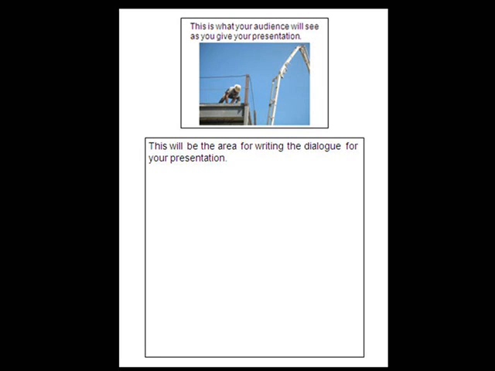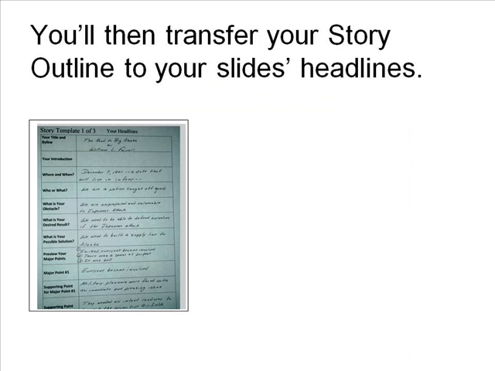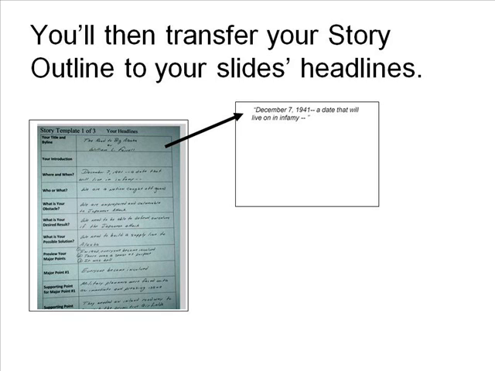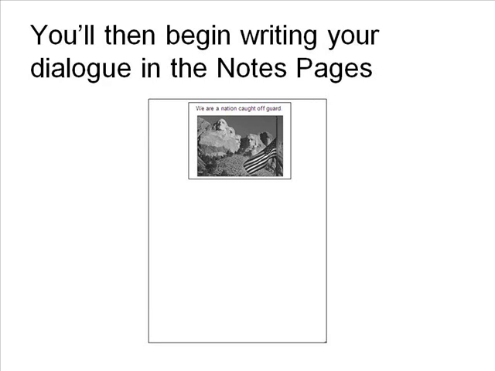What you will be saying is then written in the dialog box in the note page view. Now, after building the master slide, you'll build a few other slides that will lay the foundation for your storyboard. And after saving your master slide and storyboard as a PowerPoint file, you'll begin transferring your handwritten headlines into the PowerPoint slides. These headlines will become the building blocks of your presentation. After you've written your headlines and set up your storyboard, you'll then begin writing what you will be saying for each slide in the dialogue section.